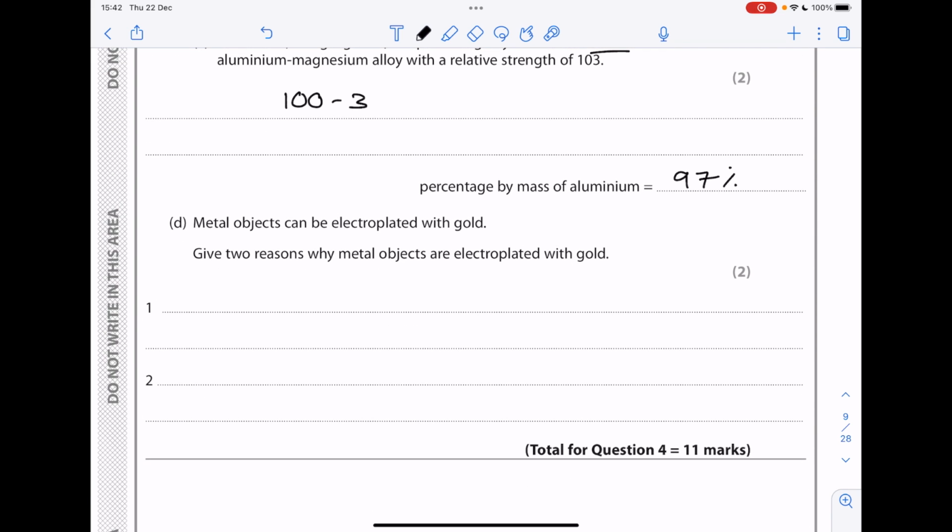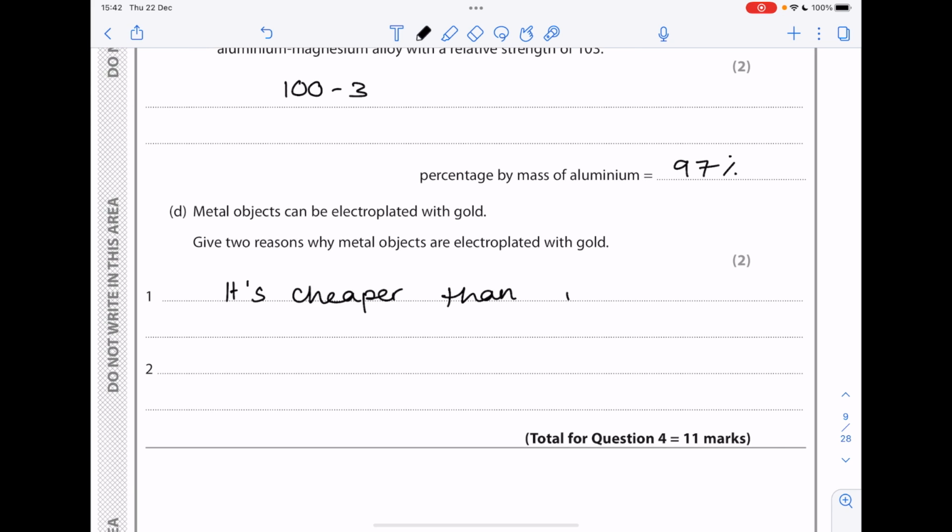Metal objects can be electroplated with gold. Give 2 reasons why metal objects are electroplated with gold. Lots of answers here. You could say to improve the appearance because it's cheaper than using solid gold, to increase the resistance to corrosion because remember gold is very unreactive.